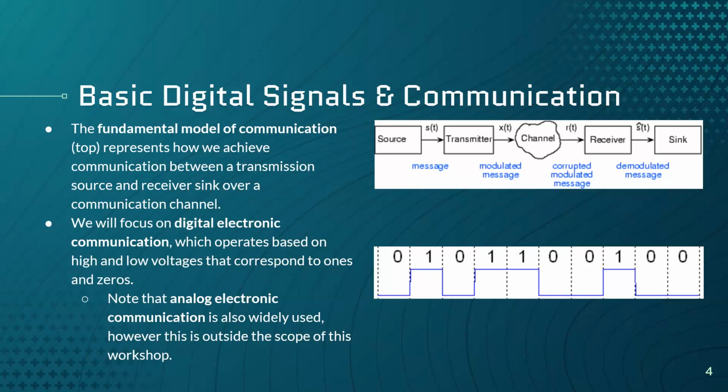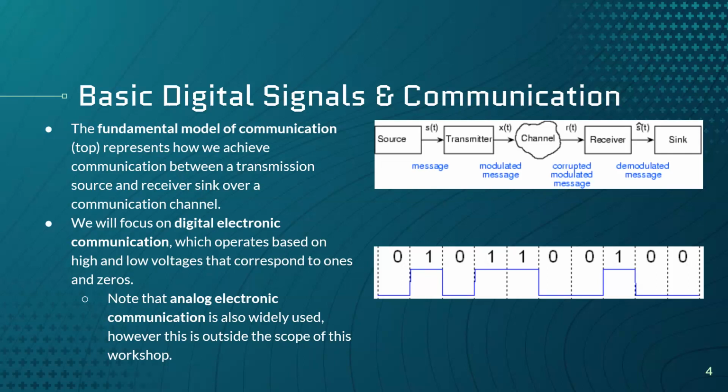So this is how we actually achieve communication. This can be both wired or wireless. So the channel could be an Ethernet cable. It could be a frequency over Wi-Fi communication. Could be a wireless transmitter, wire transmitter, fiber optic transmitter, any of those. So this kind of underlies all of those different methods of communication. We'll be focusing on digital communication, which operates on binary, so the high and low voltages that correspond to them.